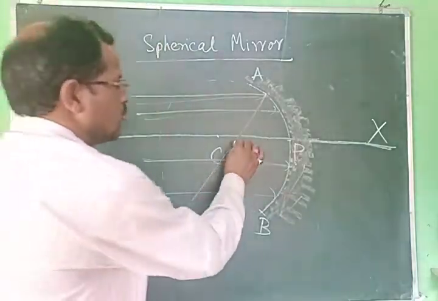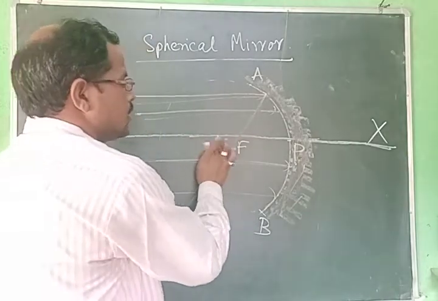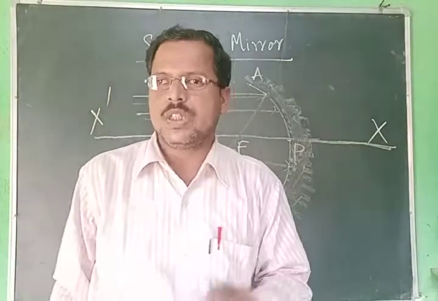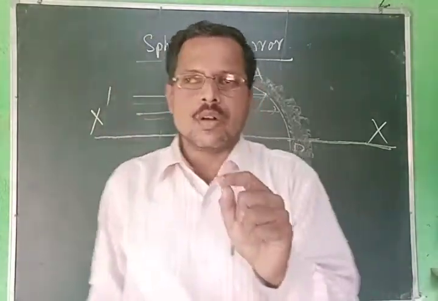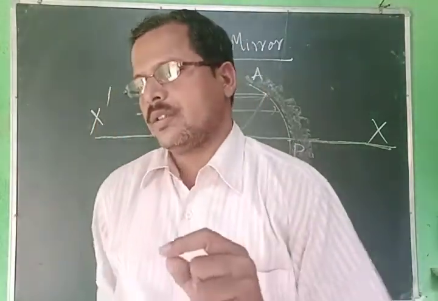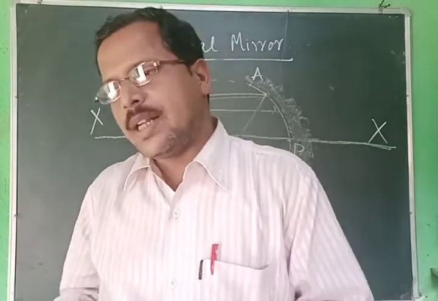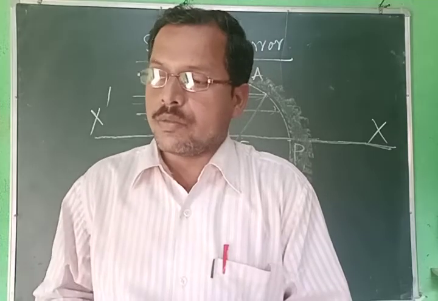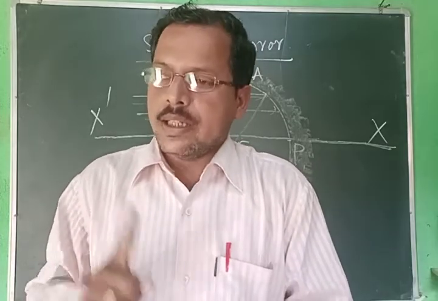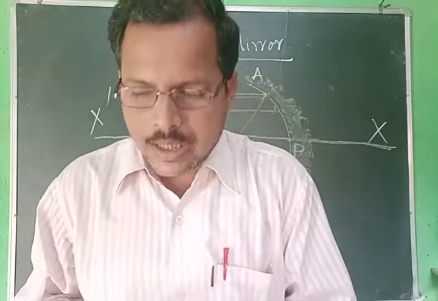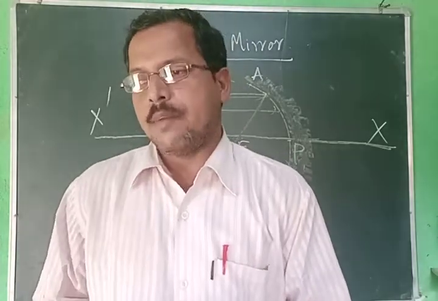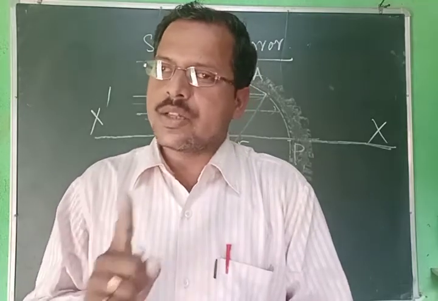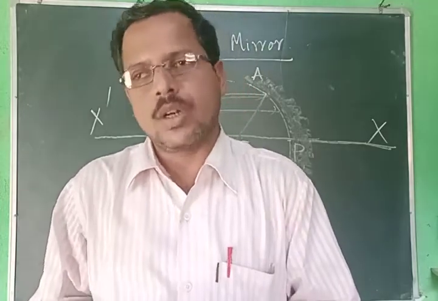Okay, this is called the principal focus. That means the principal focus always lies on the principal axis. This point is important. And where is it? It is the point at which the rays coming parallel to the principal axis, after reflection, intersect. That is called the principal focus of a concave mirror.